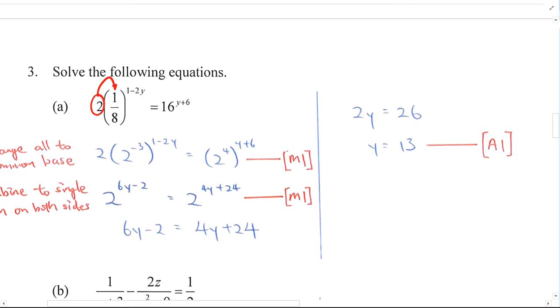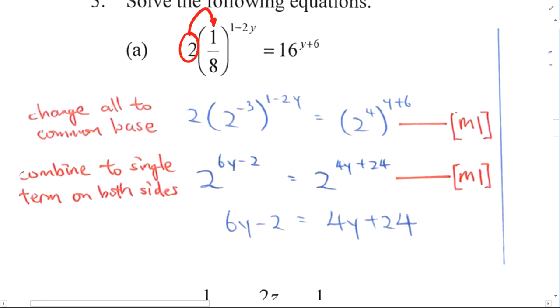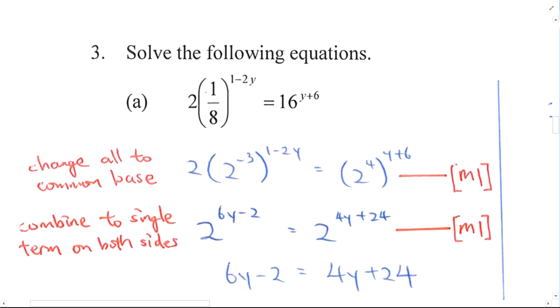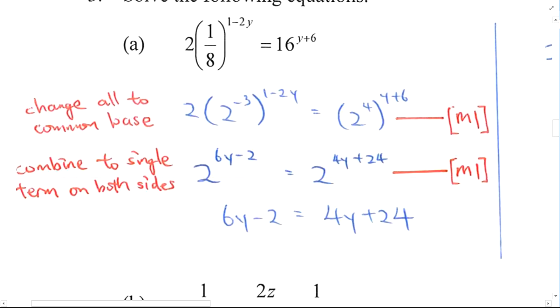Okay, next. Solve the following equations. Now here we have an unknown. Where is the unknown? In the power. The unknown is in the power. So how many methods have you learned for solving equations with the unknown in the power? Only one method so far, and that is to make the bases all the same. Look at the numbers. We've got 2, we've got 8, we've got 16. What base do you think we should be using? 2, exactly. Change everything to base 2. You will get 1 mark.